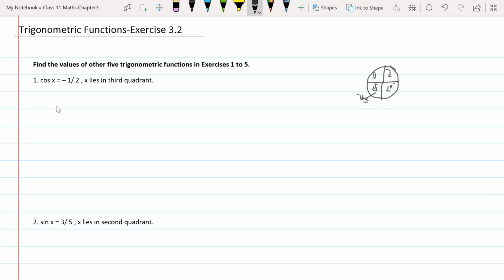So as we know that cos x is minus 1 by 2, therefore secant x is equal to 1 by cos x, which is 1 divided by minus 1 by 2, and it becomes minus 2. Secant is minus 2. Why is it minus 2? Because it is in the third quadrant.